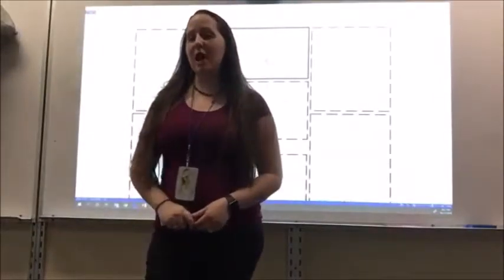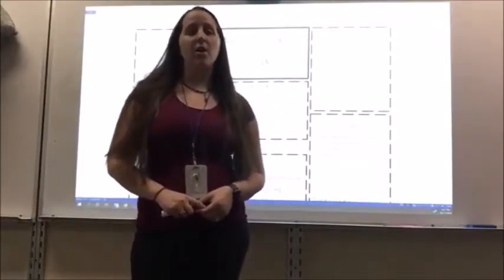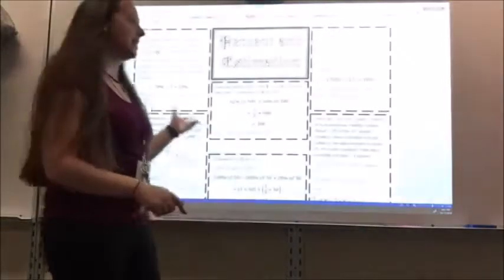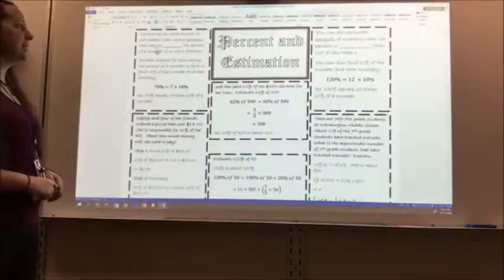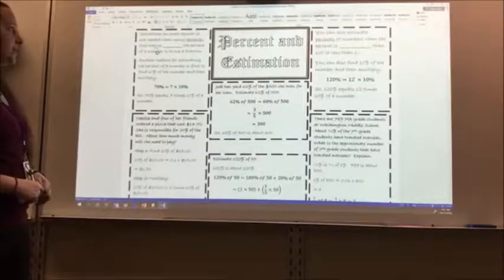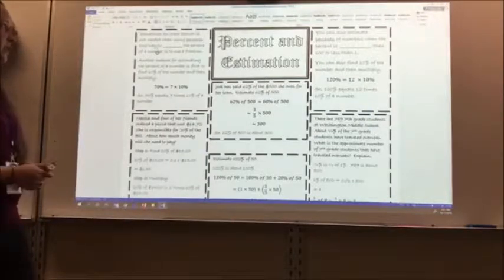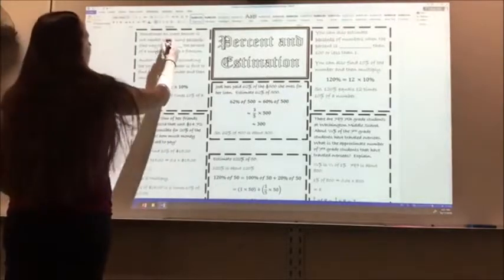All right, this is Chapter 2, Lesson 1, Percent and Estimation. So we're actually going to start in the upper left-hand corner of your page. Sometimes an exact answer is not needed when using percents. One way to estimate the percent of a number is to use a fraction. So in that blank, you're going to write estimate.